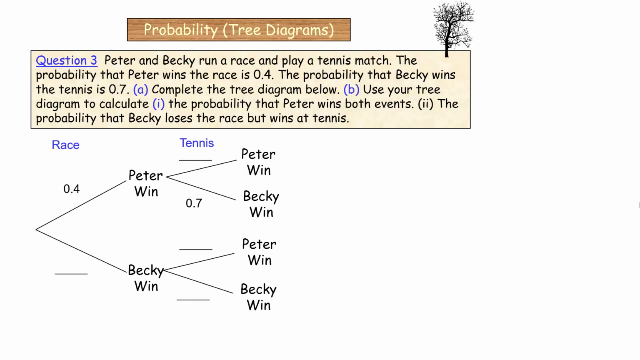Okay, in this question, Peter and Becky are going to run a race and then play a tennis match. Probability that Peter wins the race is 0.4. Probability that Becky wins the tennis is 0.7. So using that information, complete the tree diagram and then use the tree diagram to work out I and II. So hit pause, have a go. Once you've done that, hit play and we'll go through these 2 questions.